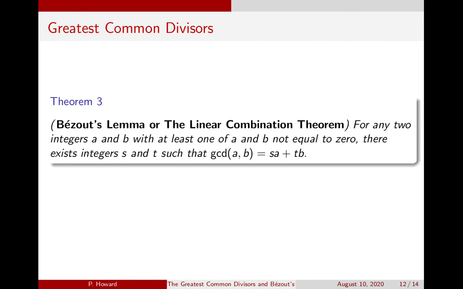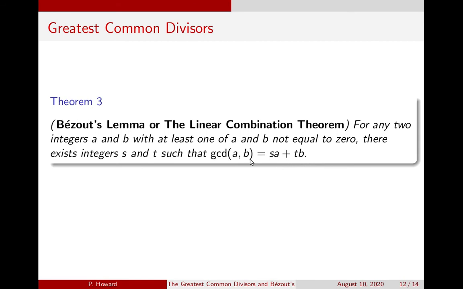And now we come to the second part of these slides, what is known as Bezout's lemma, or sometimes the linear combination theorem. I will always refer to it as Bezout's lemma. Take any two integers a and b, at least one of which is not equal to 0. This is what we need to know that a and b have a common divisor. Okay, so under those circumstances, there are integers s and t such that the greatest common divisor of a and b is s times a plus t times b.